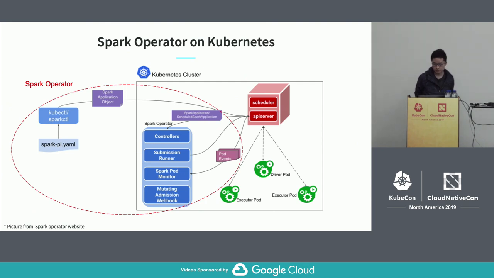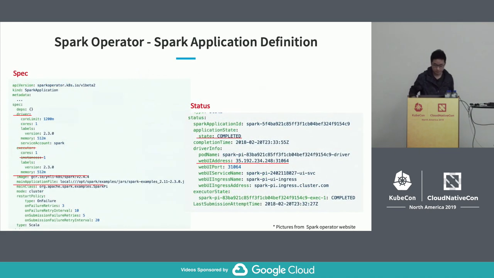the CLI, and the Spark operator watches that definition file and does whatever it needs, like creating the driver pods, and the driver pods then in turn create the executor pods. The operator also monitors the pod status and tries to set the application status based on certain pod status. This whole thing is very similar to the well-known controllers on Kubernetes, such as StatefulSet, Deployment and so on.